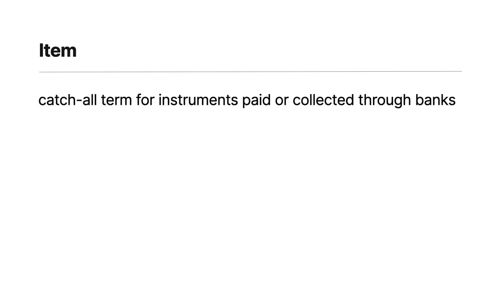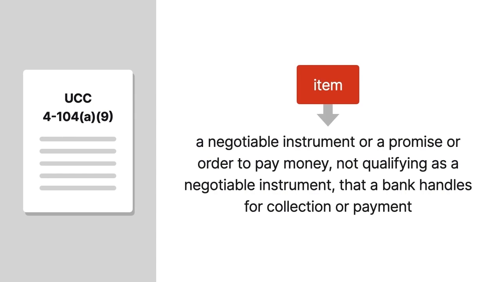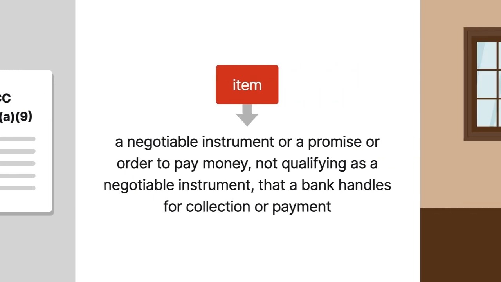As mentioned at the beginning of this lesson, Article 4 deals with those items that are collected through the banking system. Generally speaking, the term item is a catch-all term for instruments paid or collected through banks. More specifically, an item is either a negotiable instrument or a promise or order to pay money, not qualifying as a negotiable instrument, that a bank handles for collection or payment.